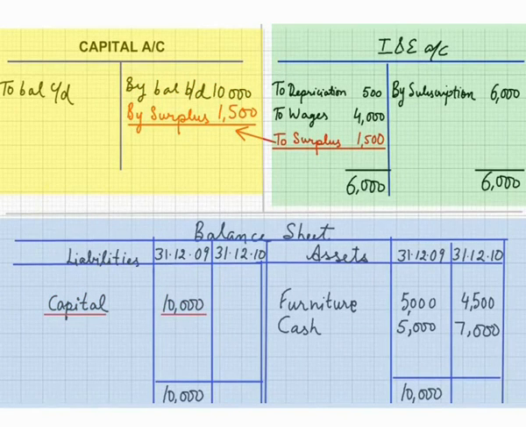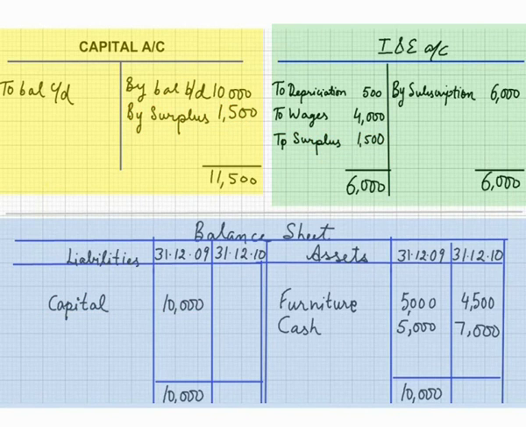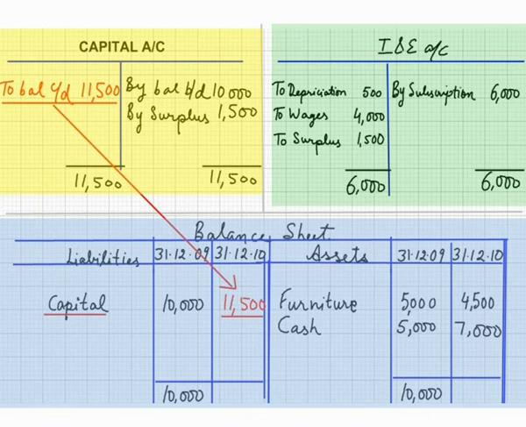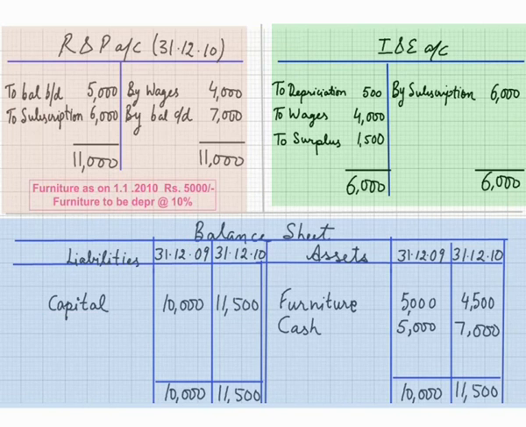So on the credit side, by surplus 1,500. So the total is 11,500, and to balance c/d will be 11,500 rupees. This is the closing balance, and this closing balance will be taken to the closing balance sheet, that is 11,500. So both side totals will be 11,500. If the balance sheet agrees, it means our question is all right.